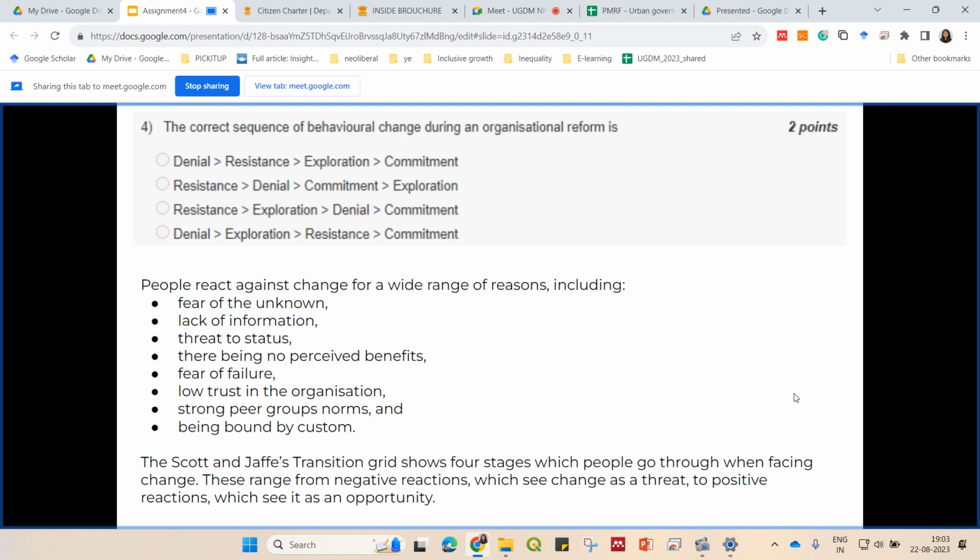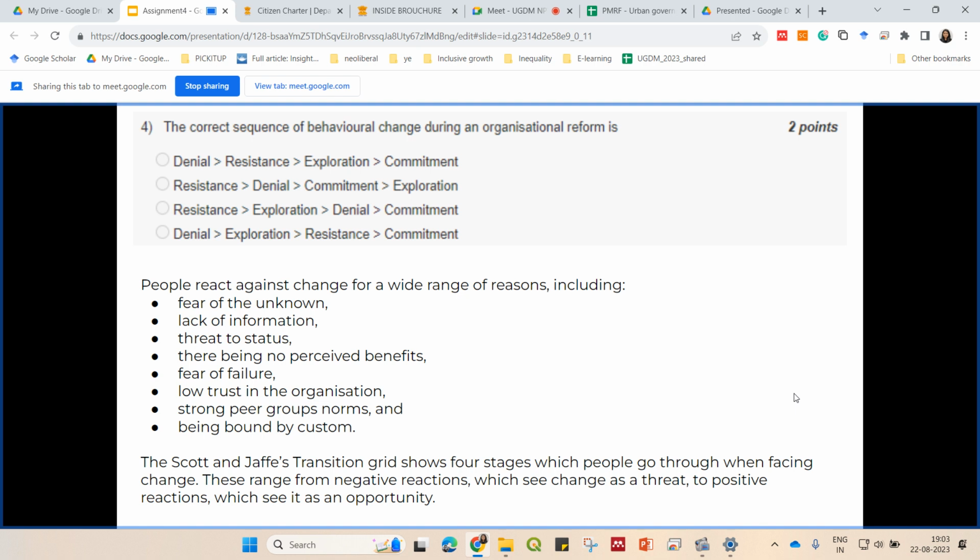So in order to better understand this process of organizational reform, or how an organization or a manager can navigate this organizational reform process, you would have been introduced to the Scott and Jaffe transition grid. The Scott and Jaffe transition grid showed four stages through which people of an organization go when the organization is facing a change or an organizational reform.